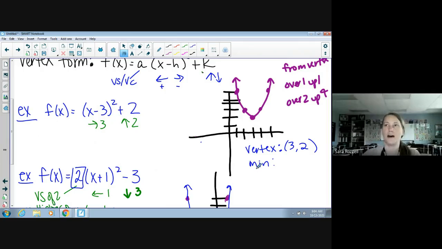Our minimum value, when we do minimums, these are the y values. What is the lowest value on the graph? What's the lowest y value we get to? 2. So our minimum is 2.